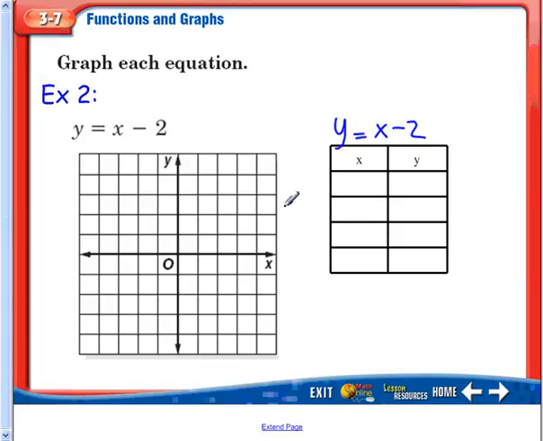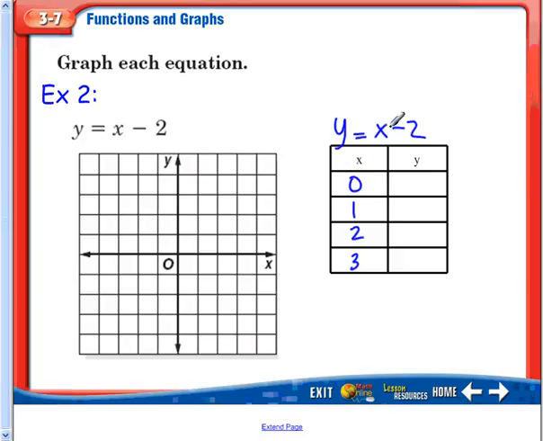I'm going to choose values that not only fit on my graph. I see that I go 1, 2, 3, 4, 5 is my largest value for x in my graph. I'm going to also use values that are easy for me to work with. So I'm going to choose to use 0, 1, 2, and 3.